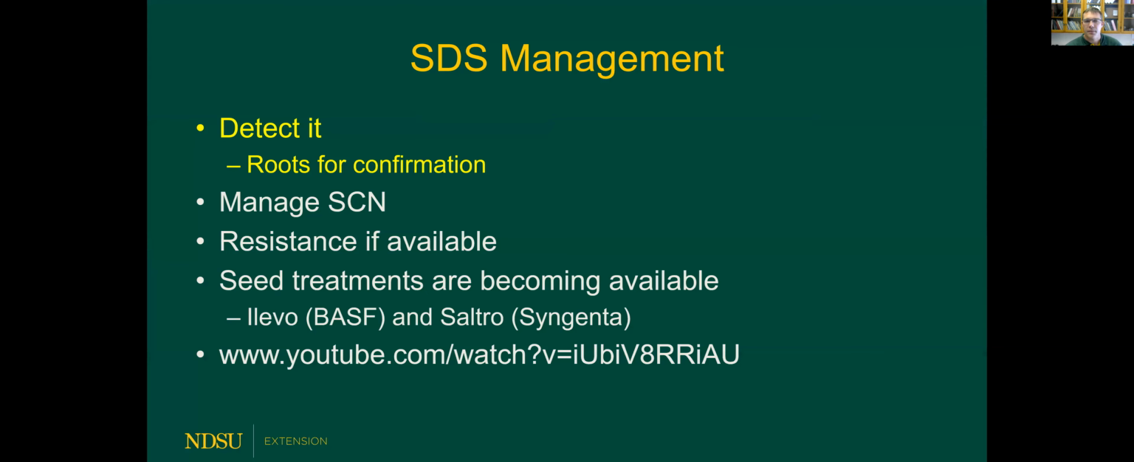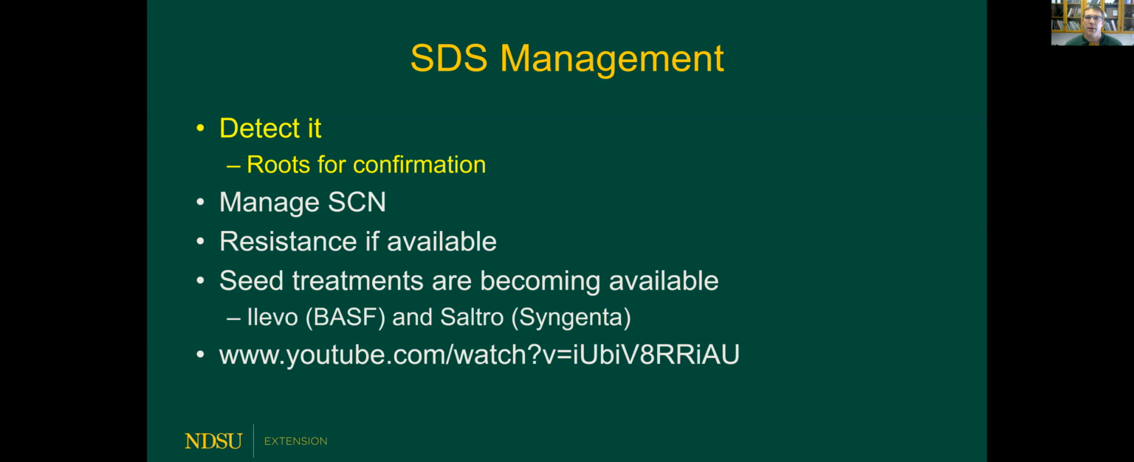With SDS management, again, the first thing is to detect it. One thing that's important is that if you are going to bring it to somebody to try to confirm it, you have to bring the roots. The pathogen lives in the roots. Only the toxin goes up into the plant. So with a leaf sample or a stem sample, in the lab, we can't find it.